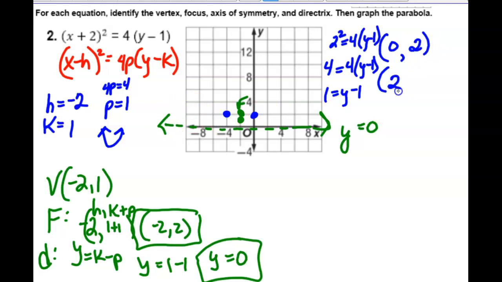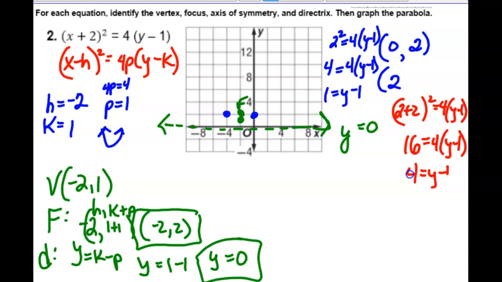All right, if we put in a 2 for the x, it would say 2 plus 2 quantity squared equals 4 times y minus 1. Okay, this would be 4 squared, which would be 16. Then what do you want to do? Divide by 4. Add 1. Did anybody get 2, 5? So 2, 5 would be up here. And going this way would be somewhere in there.